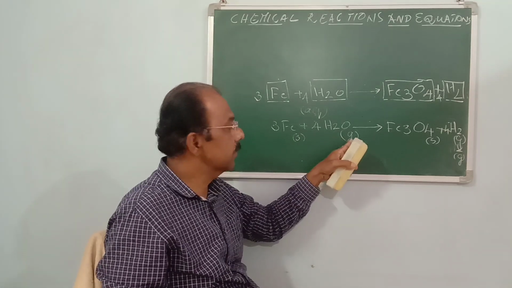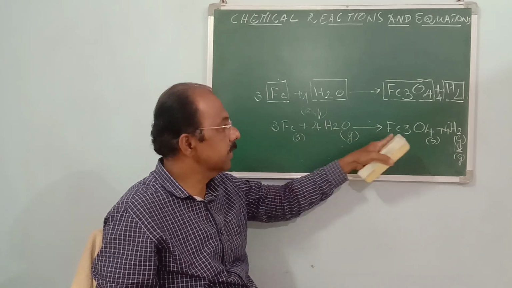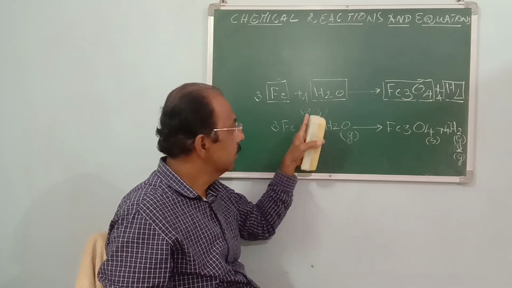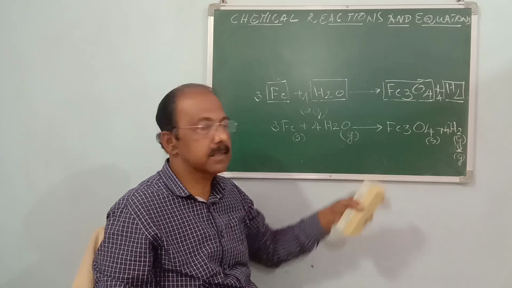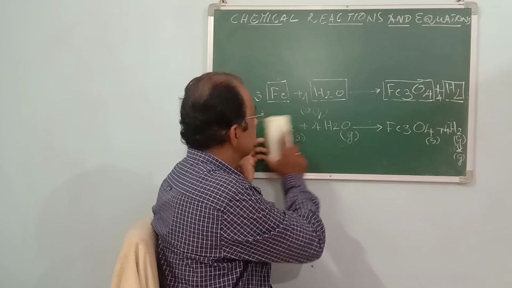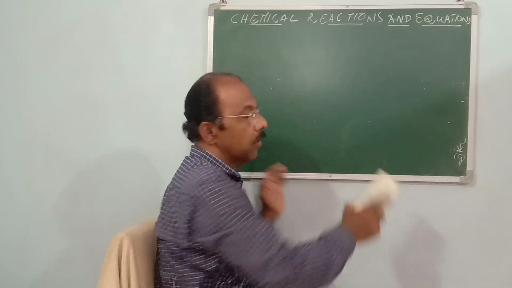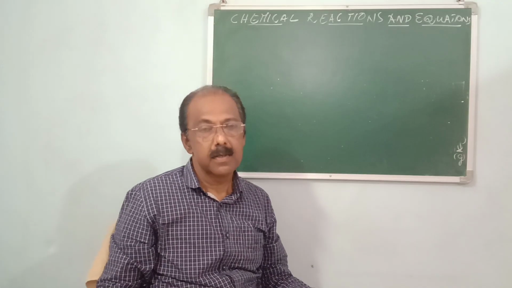So these are the symbols which designate the state of matter, or the state of the substance, in a chemical equation: solid, aqueous solution, or gaseous substances. So these are the different steps involved in the balancing of this reaction.